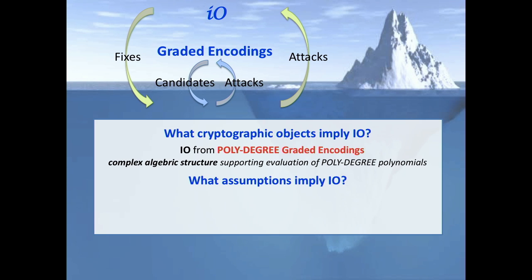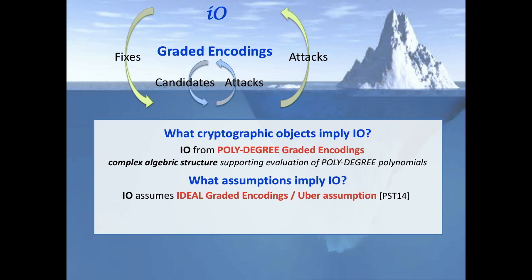In terms of objects, through one route or another, all those I/O constructions end up relying on polynomial degree graded encodings. In short, there's this complex algebraic structure that supports homomorphic evaluation of polynomial degree polynomials. Okay?